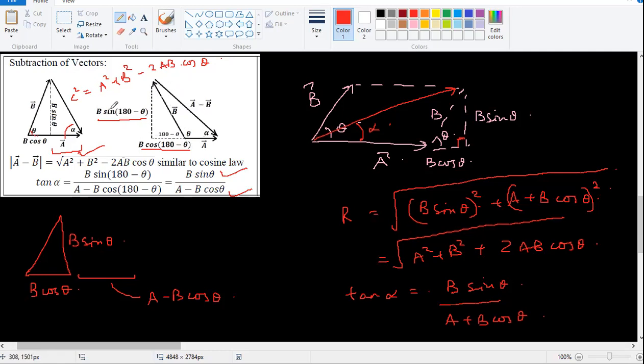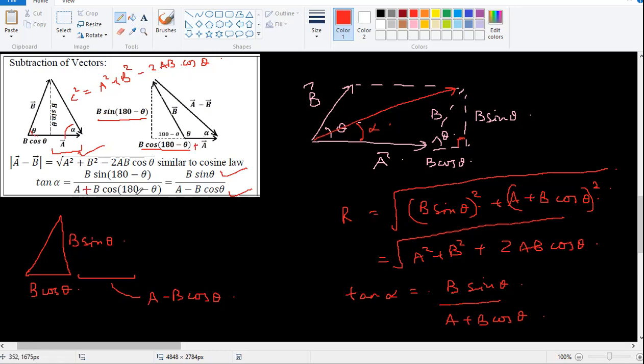So what is the right triangle? Opposite is B sine 180 minus theta. And this adjacent side is B cos 180 minus theta plus A. Here it was falling inside A, so I have to subtract it. Here it is falling outside A, which means I have to add it. So the total length will be this plus this. So I think I made a typo here. So correct it in your handbook. It's actually plus here.